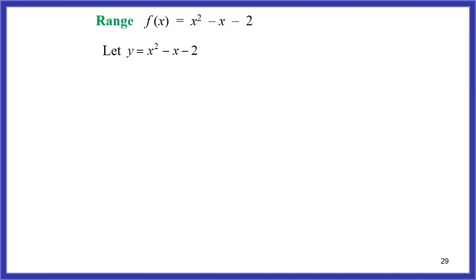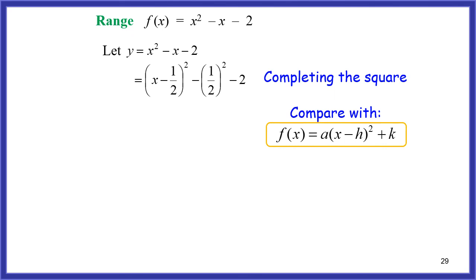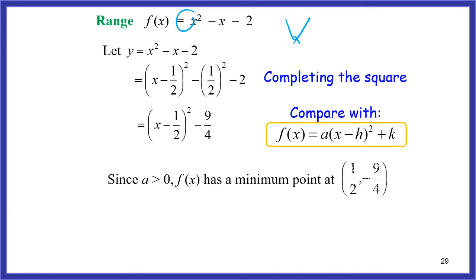let y equal to x squared minus x minus 2. So we complete the square and compare. We get (x minus 1/2) squared minus 9/4. So that means there is a minimum point. Why minimum? Because it's positive x squared, so it should smile. So the minimum point will be (1/2, negative 9/4). Since a is more than 0, f(x) has a minimum point at (1/2, negative 9/4).